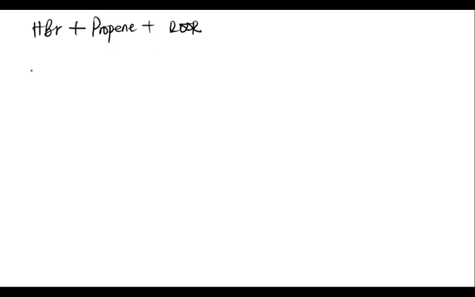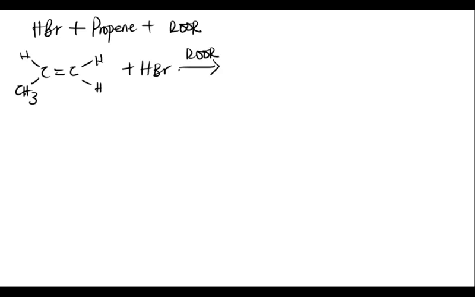So if we are having propene, it is of the form H, then we have hydrogen, then we have CH3. Propene means it has 3 carbons, so we have 1, 2, 3, and then we have the double bond in between them. So this is propene, and then we are adding HBr, hydrogen bromide, to it in the presence of a peroxide. So straightforward, we know this reaction will go via the anti-Markovnikov addition, because of the presence of the peroxide.